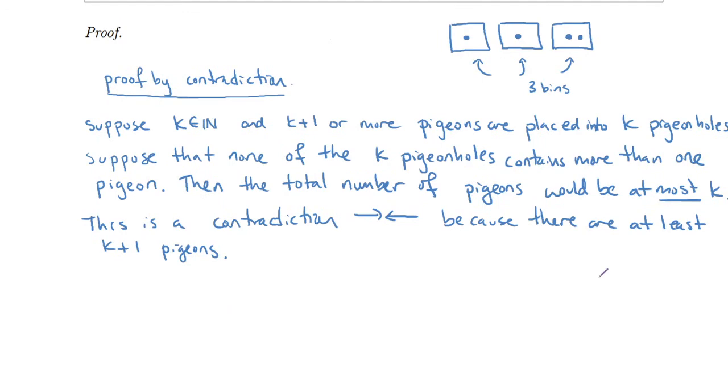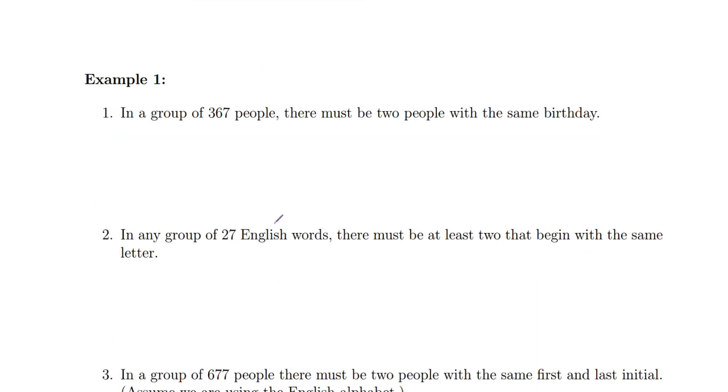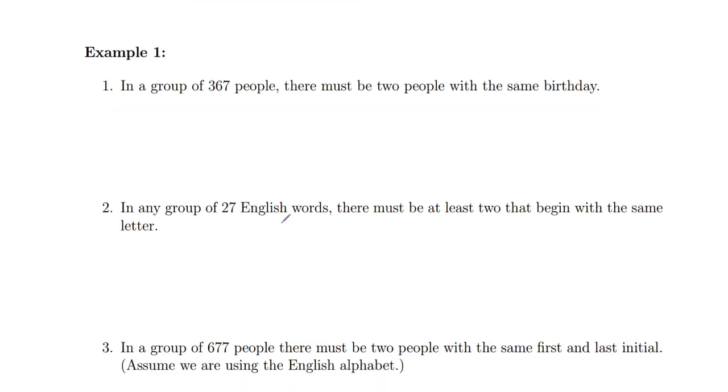Okay, so let's do a bunch of examples now. Let's do some simple ones. In a group of 367 people, so let's say that you just have a group of 367 people, there must be 2 people with the same birthday.